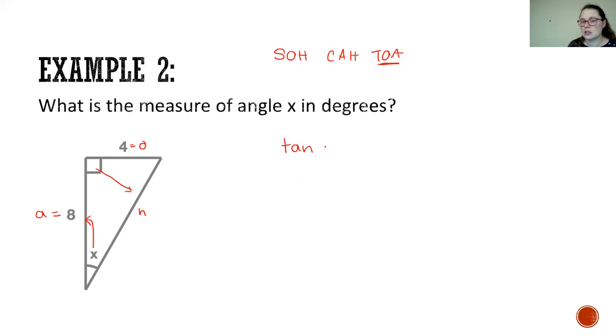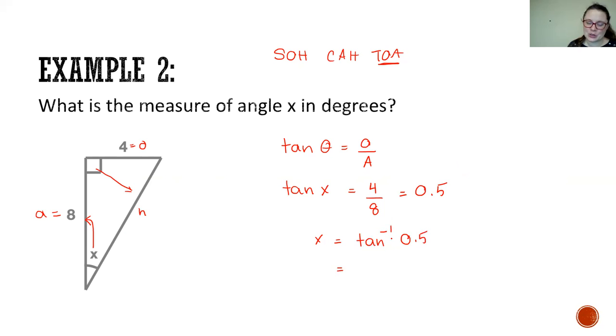So the tangent of an angle is equal to opposite over adjacent. Plugging in our numbers, I'll call it x this time, just for the sake of continuity. The tangent of angle x is equal to 4 over 8. 4 over 8 is 0.5. Nice thing about simple numbers is you get to do a little bit of it in your head. So now that we know that, we can find out what x is. x is equal to the inverse tan of 0.5, which is equal to 27 degrees.